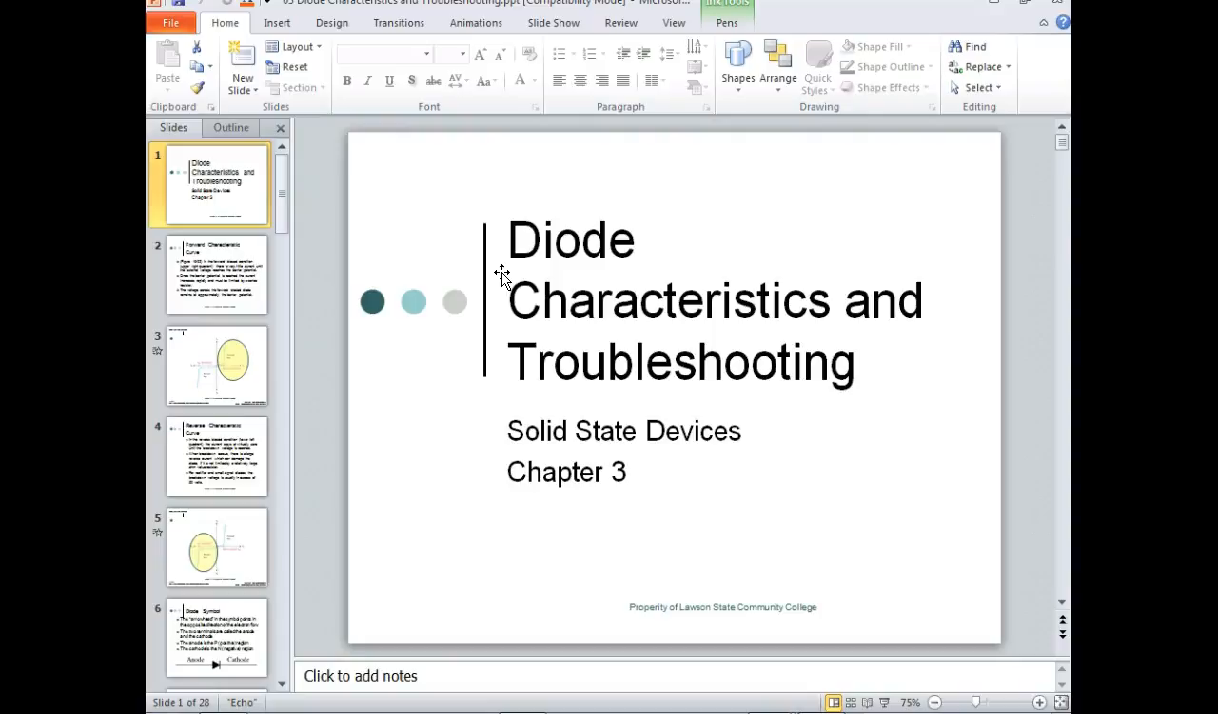So normally if we can get the part number off the thing, we can go to the internet and type in the number, and it'll give us a data sheet which tells us everything we need to know about the device.